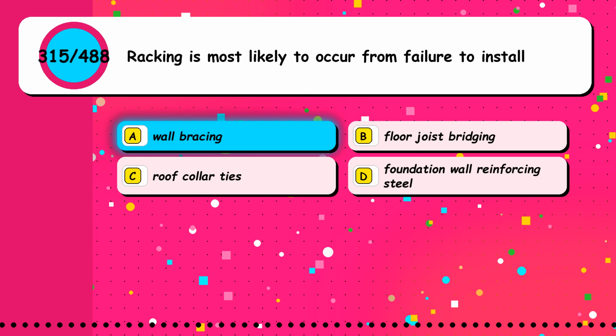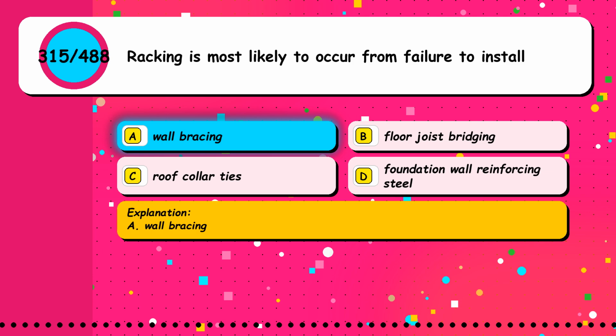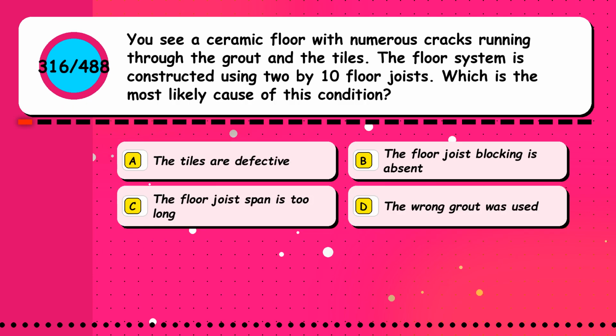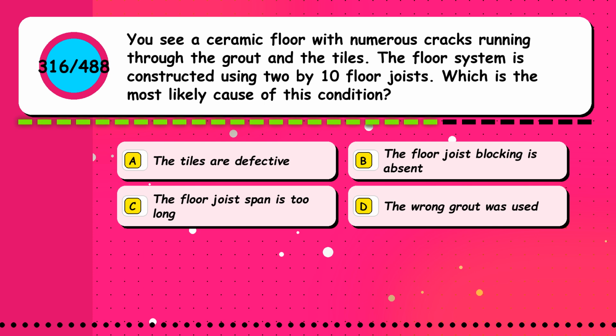The correct answer is option A, wall bracing. A, wall bracing. Question 316. You see a ceramic floor with numerous cracks running through the grout and the tiles. The floor system is constructed using 2 by 10 floor joists. Which is the most likely cause of this condition? Option A, the tiles are defective. Option B, the floor joist blocking is absent. Option C, the floor joist span is too long. Option D, the wrong grout was used.